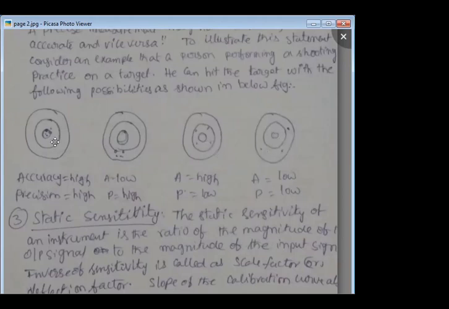So from this figure we can say that a precise measurement may not be accurate. This is the precise measurement, but it is not accurate to the actual point of the measurement. So this is the difference between accuracy and precision.